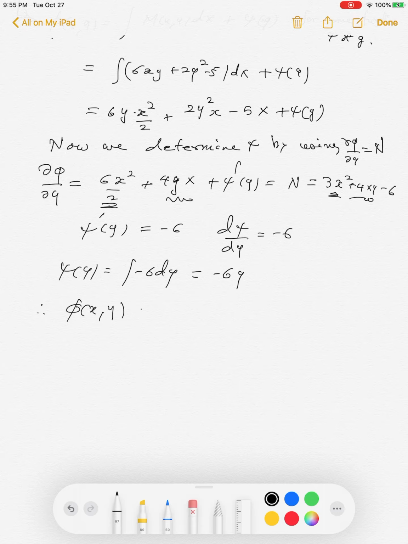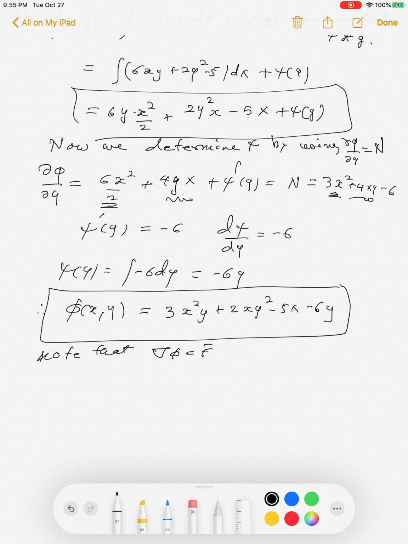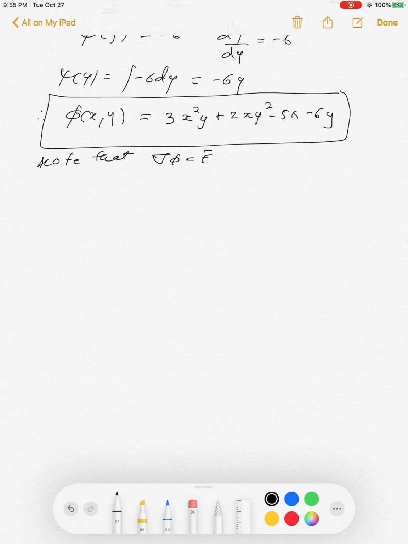So therefore we got our phi. So this is how you find the potential of a conservative vector field. So phi of x, y is therefore equal to, we have this formula, isn't it? So it's going to be 3x squared y plus 2xy squared minus 5x minus 6y. You can check that this function has the property that its gradient is F. So note that gradient of phi is F bar.